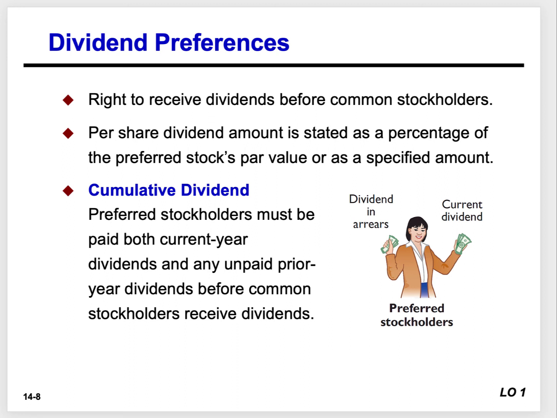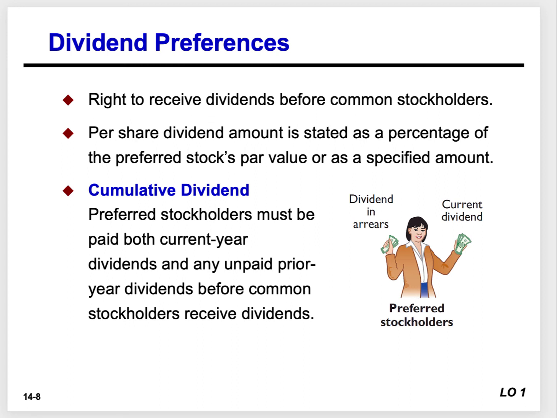Very important that we understand that per share dividends, the amount, we actually state as a percentage of the preferred stock's par value or as a specified amount. So right now we're just talking about preferred shareholders and their rights to receive dividends. They get it before the common shareholders. How do we report preferred stock dividends? Well, we can do it as a percentage of the preferred stock par value, or as a specified amount.